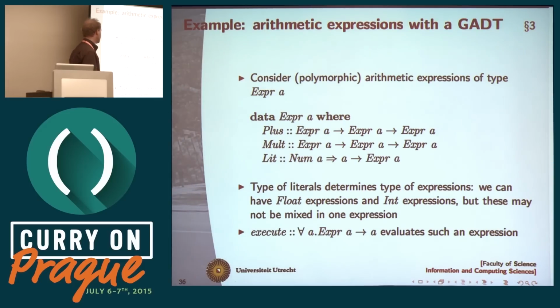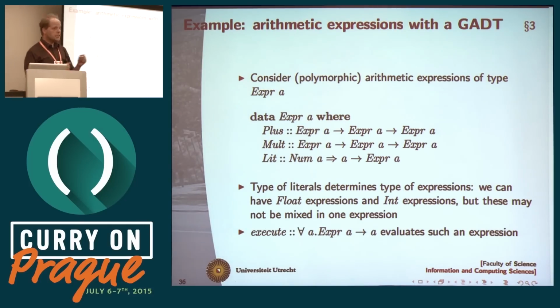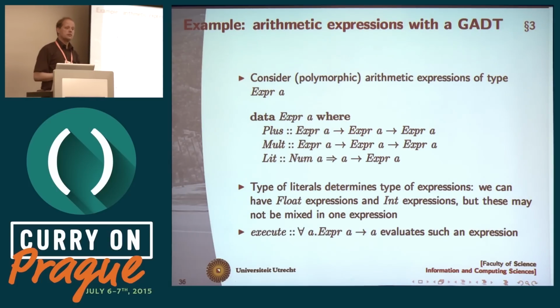We have expressions, where we have a plus and a mult, and we have literals. And the literals have to come from the Num class. So basically, these are arithmetic expressions where you have literals, for example, integers or floats, and you can build expressions with plus and multiplication. Now, the idea is that when you have a literal of, let's say, a float in your tree, then all the other literals also have to be floats. And if there's an int, all of them have to be int.